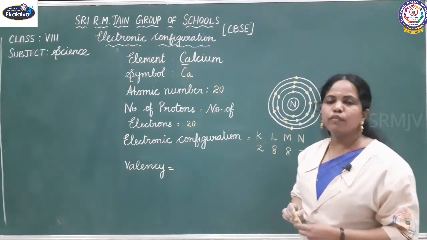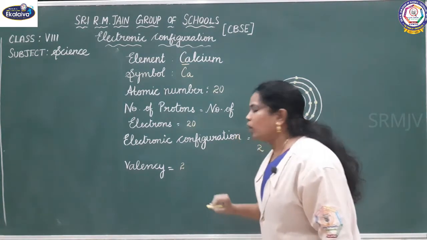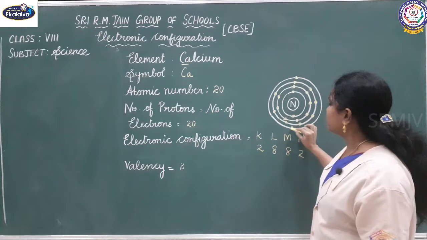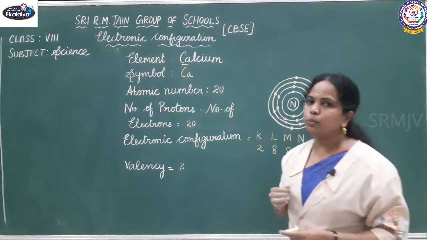What is the valency of calcium, children? It is 2, because the outermost shell contains 2 electrons. So the valency of calcium is 2.